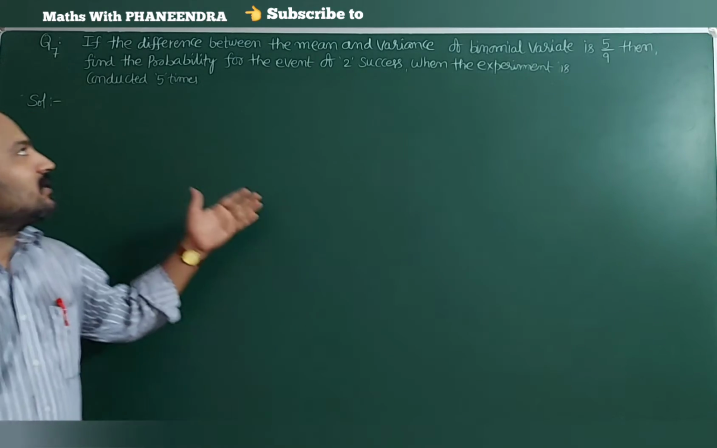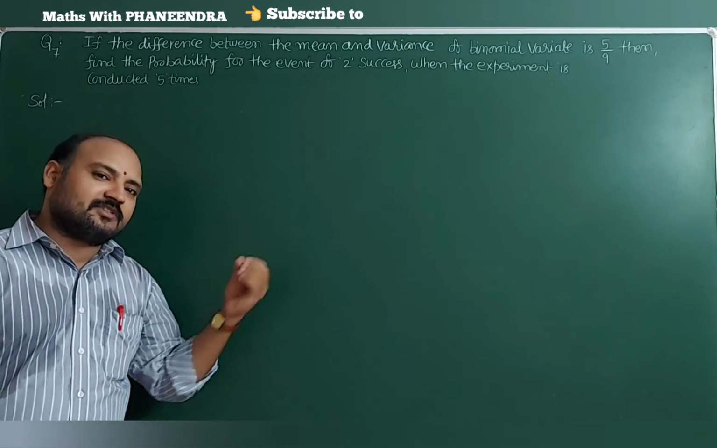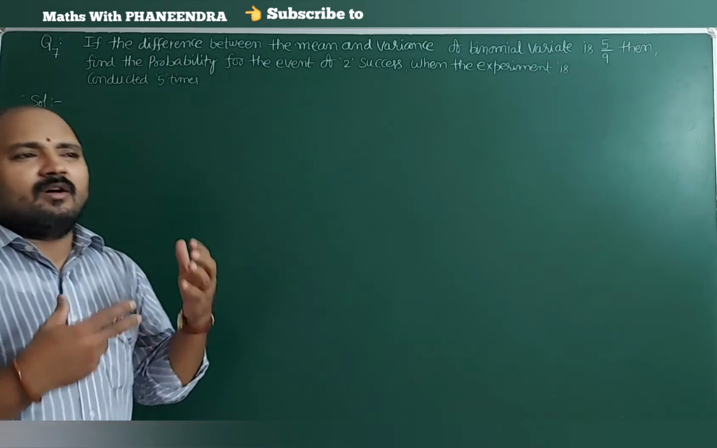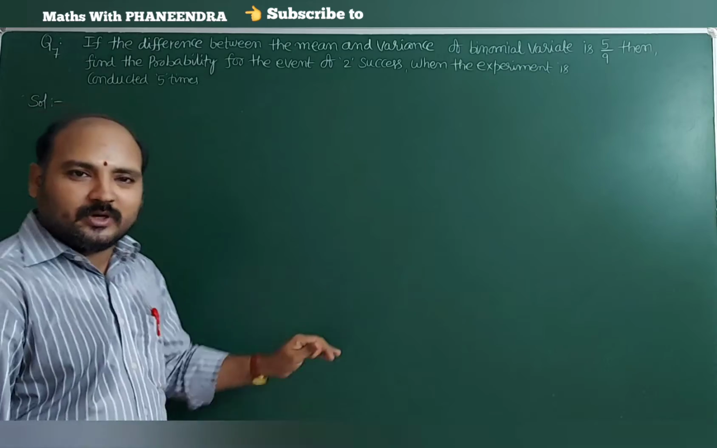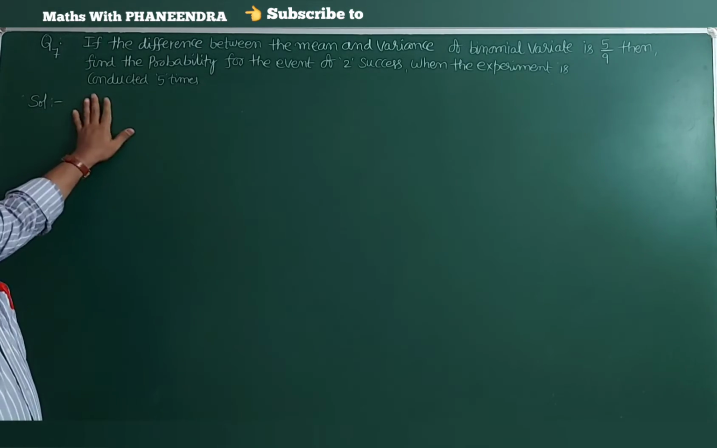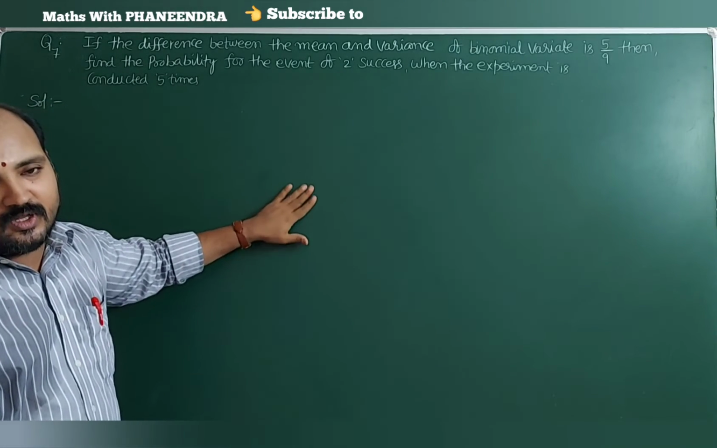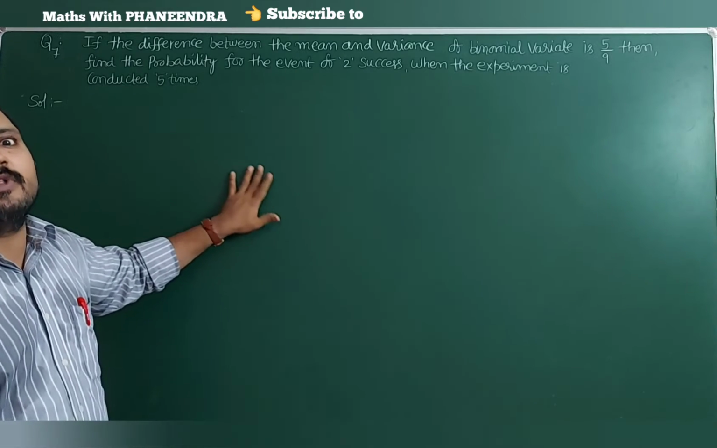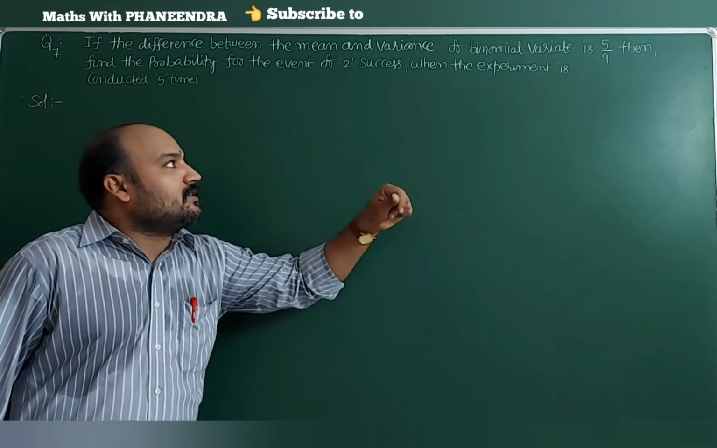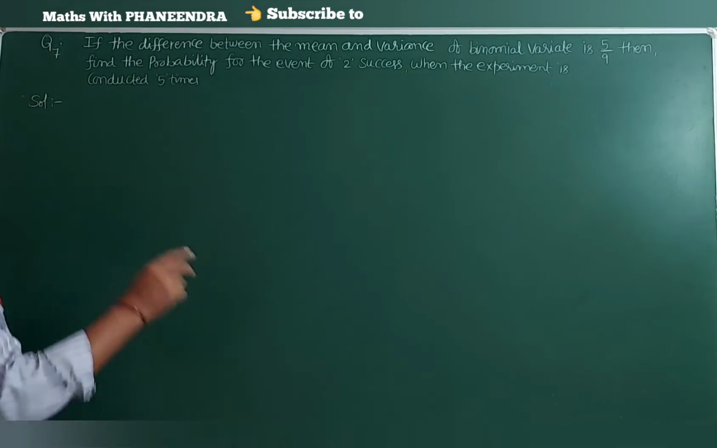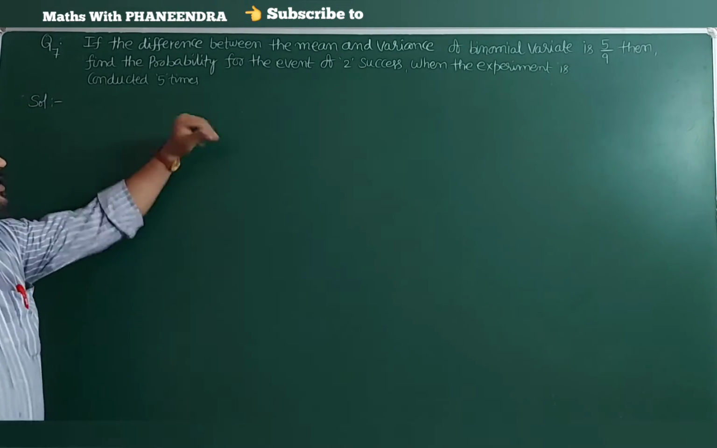Hi, hello dear students. The important question is question number 7. Till now, question number 6 completed. Question number 7. You are working very hard in this summer. Still, I am doing these videos for the benefit of the students. This is one of the important model papers in the TS and AP for 7 marks from the probability distribution functions. If the difference between the mean and variance of a binomial variate is 5 by 9, then find the probability for the event of two successes when the experiment is conducted 5 times.